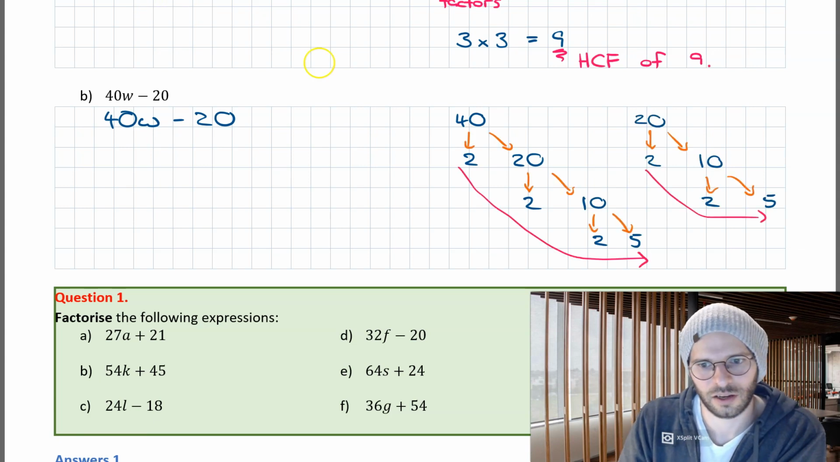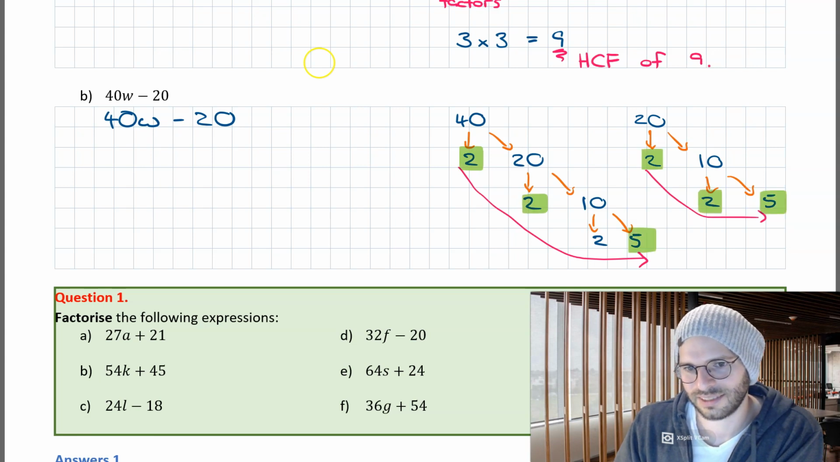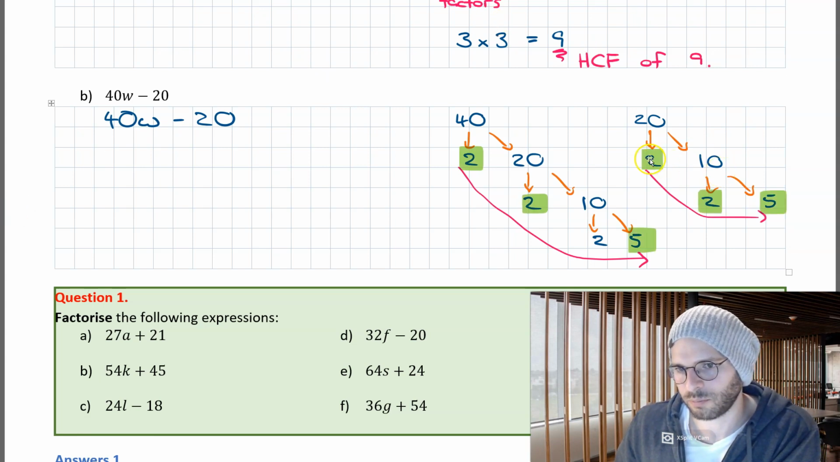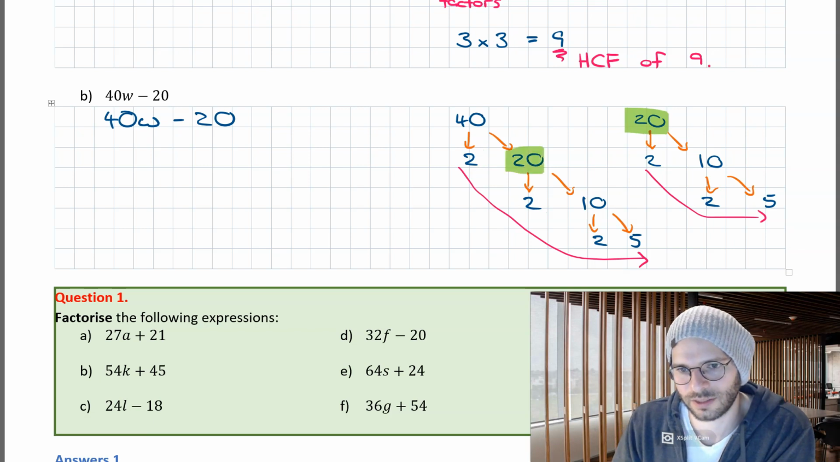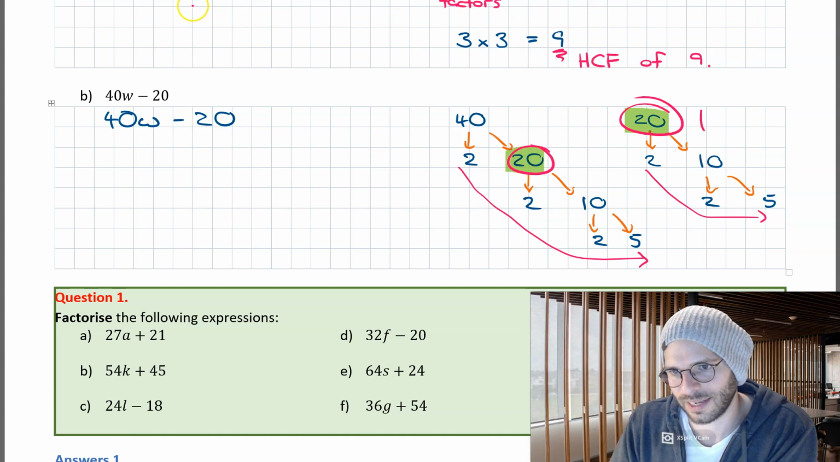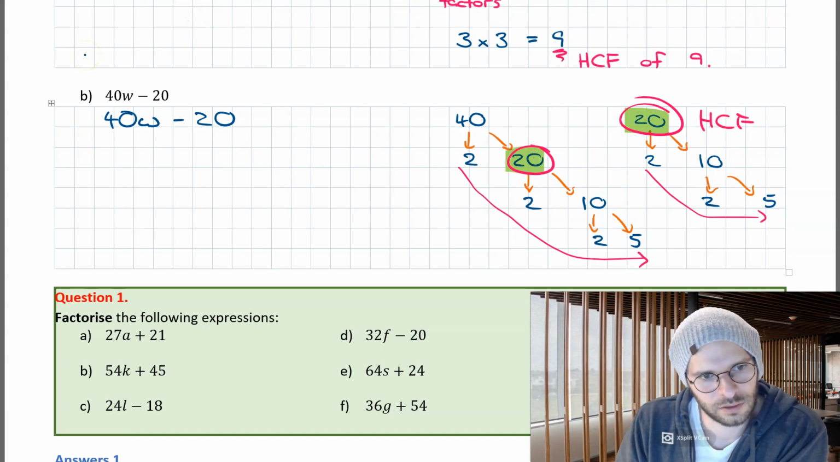I then find the highest common factor. Now in this instance, notice that I filled up all of the factor tree on the right here. Rather than picking the highest common factor from this, I can simply go, I have 20 here and 20 appears over here. So therefore, 20 is the HCF.